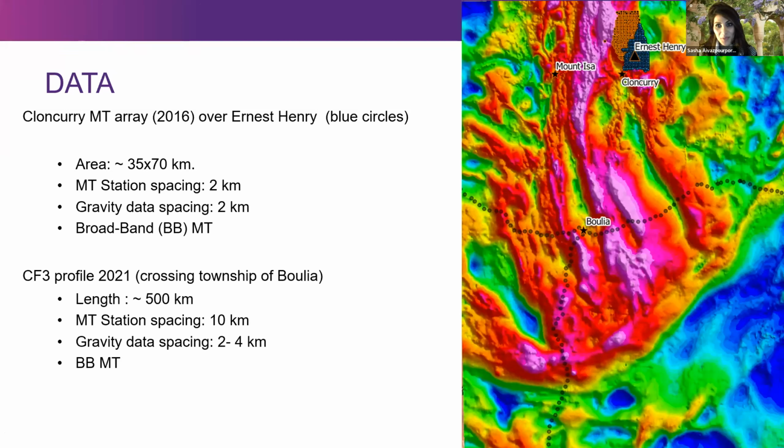But I said naive, not because I just want to use the term. If you look at this, it's actually quite challenging. The size of this line is 500 kilometers, and it's only one profile. And the MT stations are apart from each other by 10 kilometers. The density of gravity data is very similar to what is at the top here, 2 to 4 kilometers, and this one is also broadband.